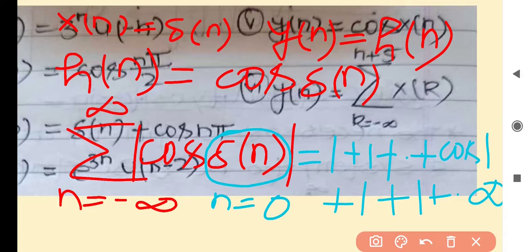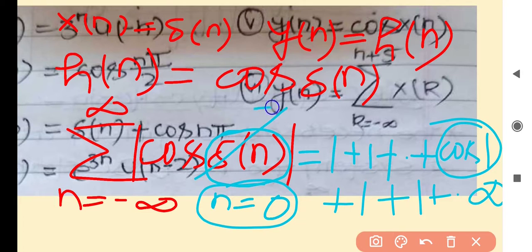Again I will repeat here, delta[n] will be equal to 0 for all non-zero values of n. When n is equal to 0, it will give cos 1. For the other values of n, where n is not equal to 0, delta[n] will be 0 and the value of cos 0 is always 1. So when we sum up 1 from minus infinite to plus infinite, it will give infinite. That's why the given system is also an example of an unstable system.